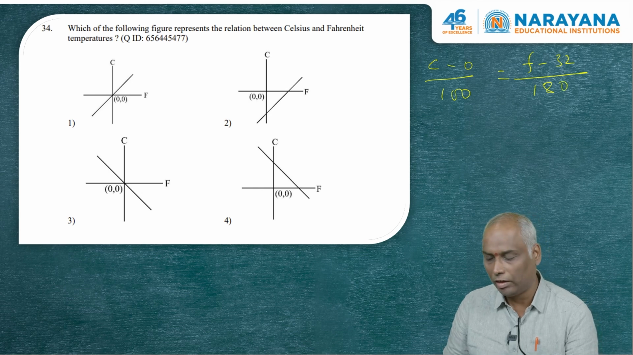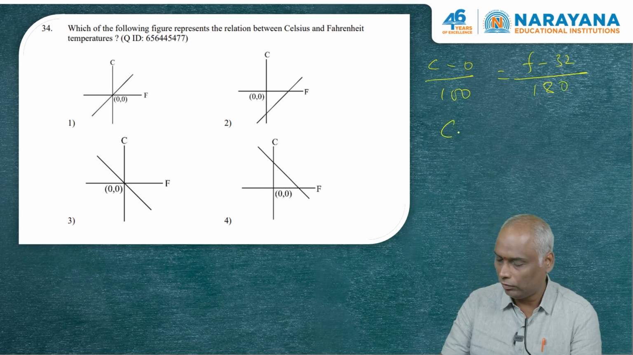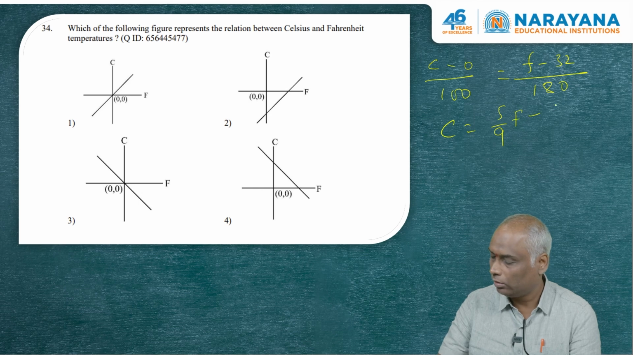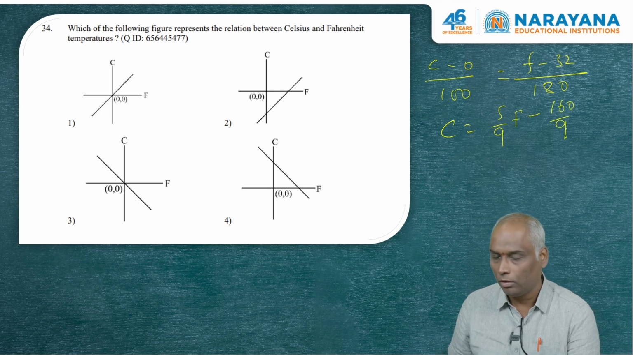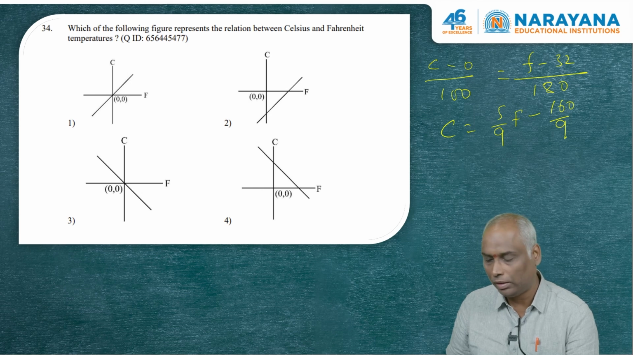Because we are drawing the graph between C and F, cancelling 20 on both sides, we get C equal to 5 divided by 9 into F minus 160 divided by 9. So when we plot a graph between C and F, it is going to be a straight line. When the value of F is equal to 0, the value of C is equal to minus 160 divided by 9 degrees centigrade. And the value of C becomes 0 when the value of F is 32 degrees. So this equation represents a straight line, which is represented by option 2.